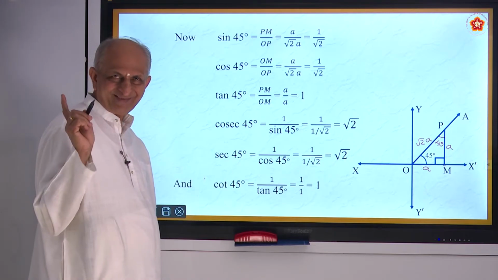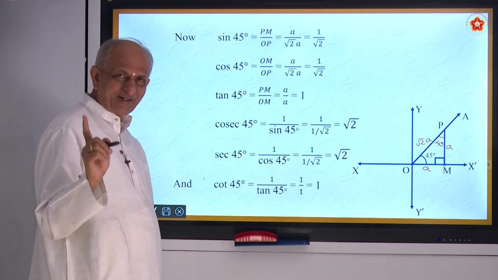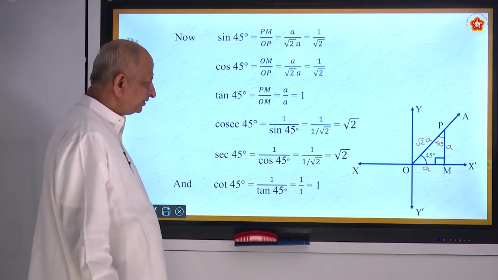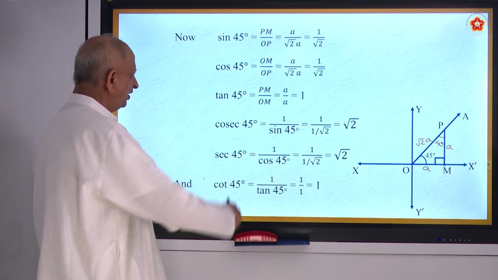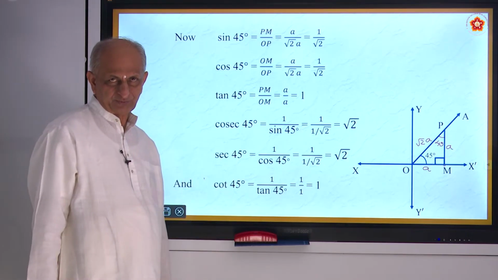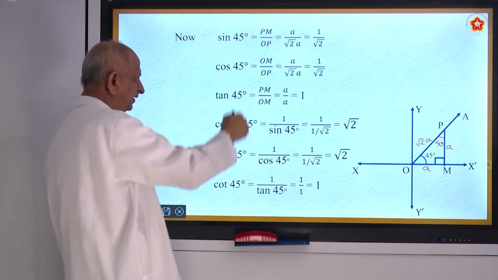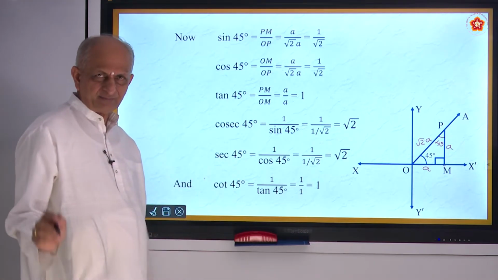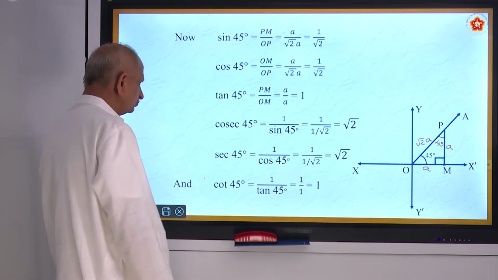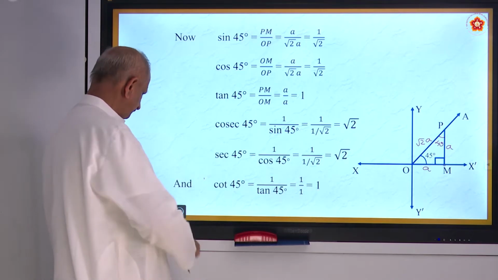Is it alright? So similarly, we have to find the measurement of 30 degrees. All these are called trigonometric ratios of a special angle called 45 degrees. Is it alright? Note down. Then we will pass on to 30 degrees now.